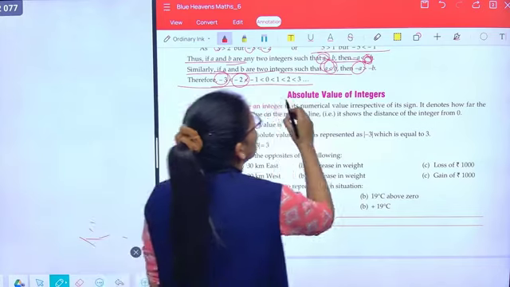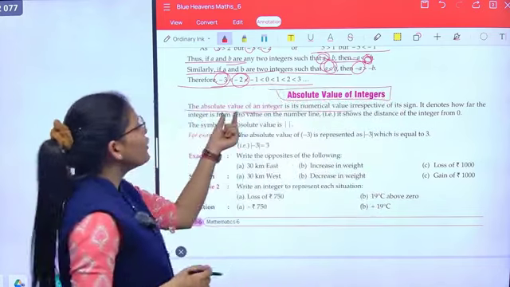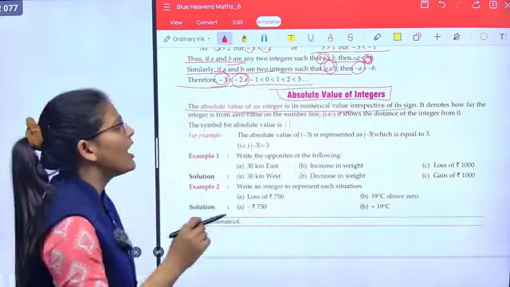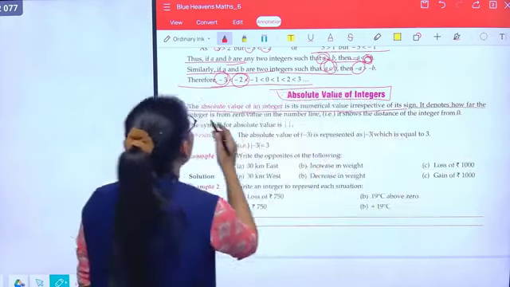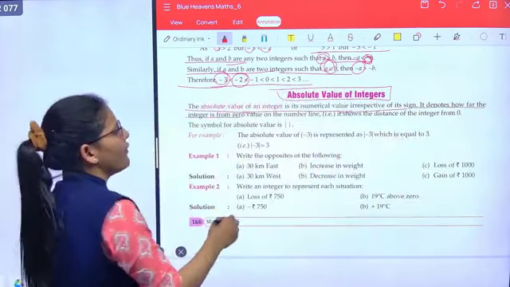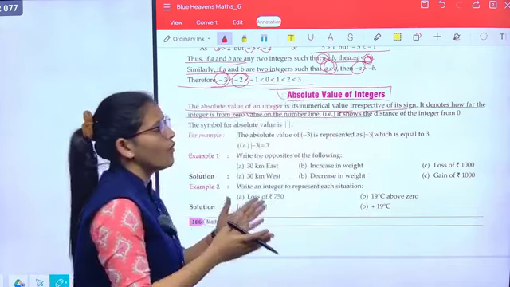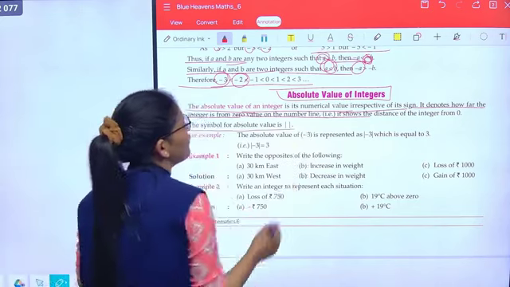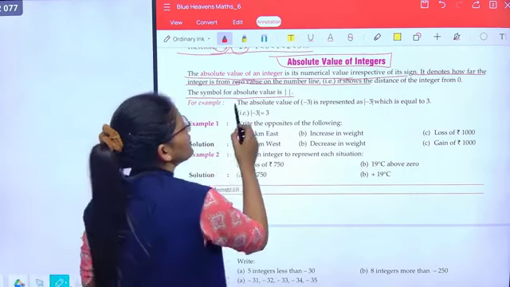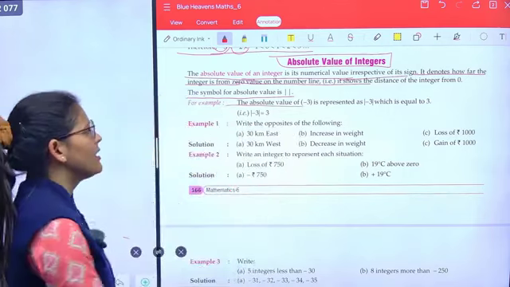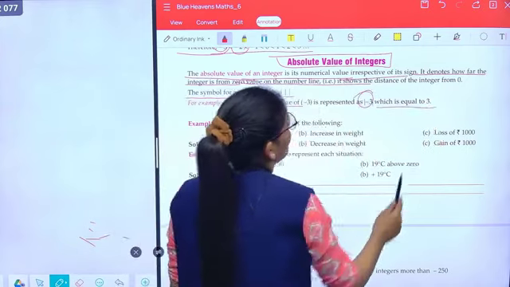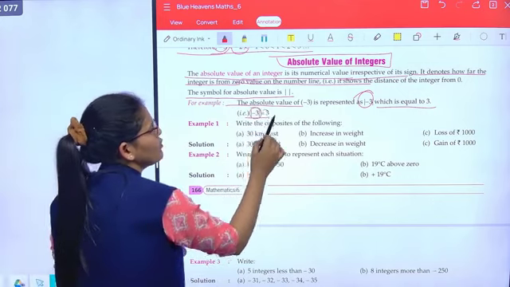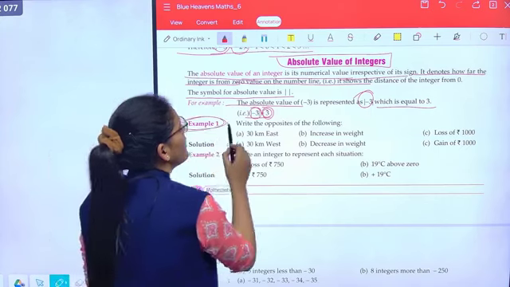Now, absolute value of integers. The absolute value of an integer is its numerical value irrespective of its sign. It denotes how far the integer is from zero on the number line, that is, it shows the distance of the integer from zero. The symbol for absolute value is this. For example, the absolute value of minus 3 is equal to 3. When this sign is applied, the minus is removed. So it is 3.